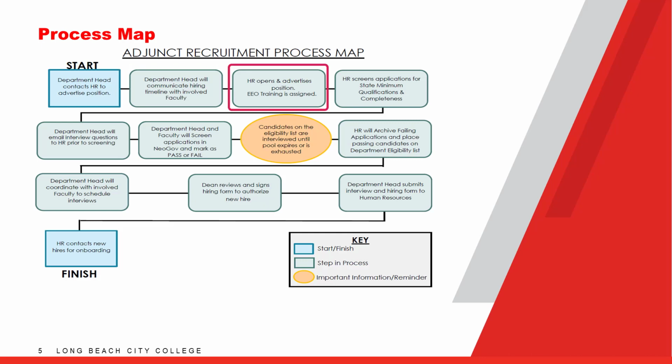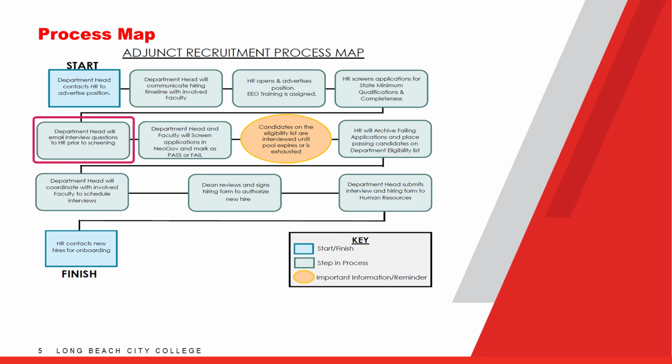Next, HR will open the position on our careers page and begin the process of assigning the EEO training to all participating committee members. Next, HR will screen applications for state minimum qualifications and application completeness. A complete application includes a resume, cover letter, transcripts, and 3 professional references.